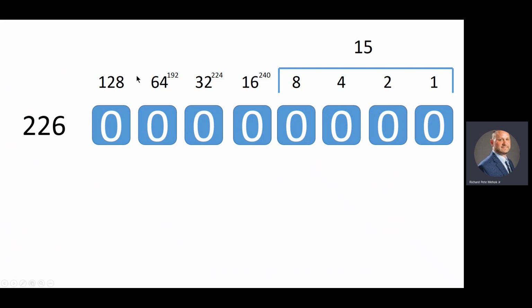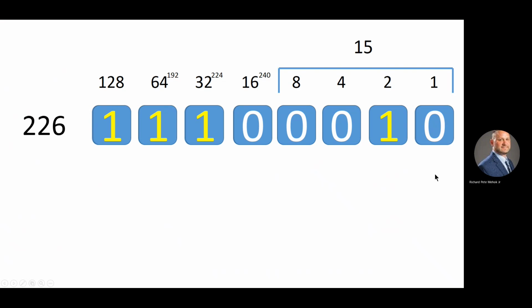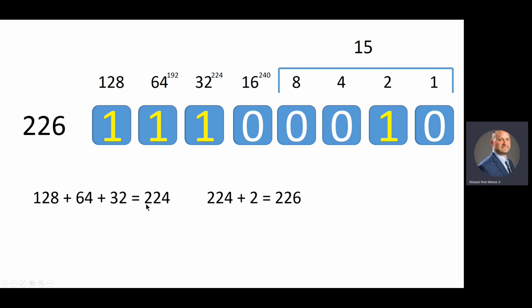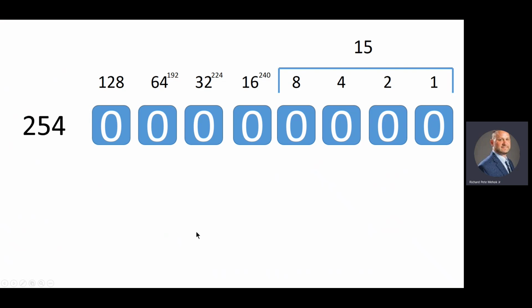226. Oh, that's an easy one. Look up here. Turn on the 128, turn on the 64, turn on 32, and then turn off the rest. Oh, got to get to 226. So we need a 2 and then 0 for the 1. So once again, get the big number and then you come down to a small number. Makes it easier math.